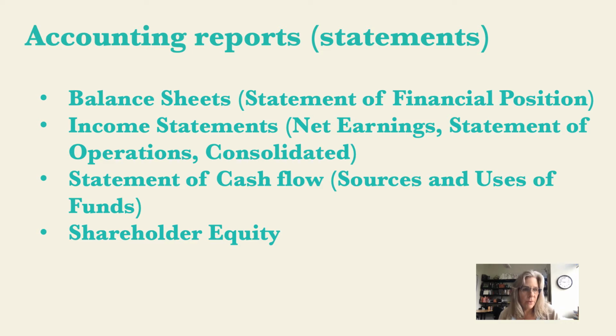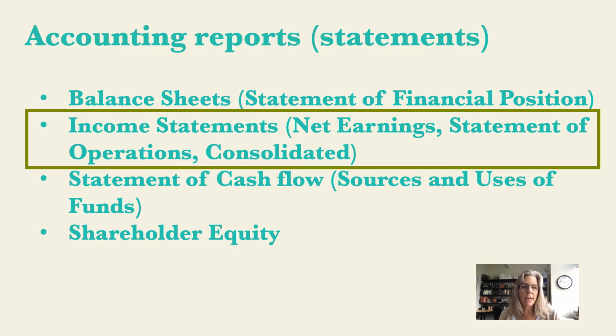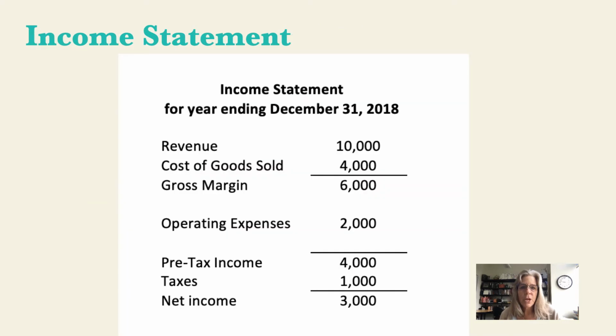There's other videos that cover balance sheet and statement of cash flow, but this particular video we're going to be looking at income statements. Income statements also go by other names like net earnings statement, statement of operation, and it might have the word consolidated in there. I often refer to it as an income statement or a net earnings statement. So we're going to look at the details of an income statement. This is a very simple income statement, but most companies that you're going to be looking at will have much more complex, but many of the items are going to be consistent through the income statement.